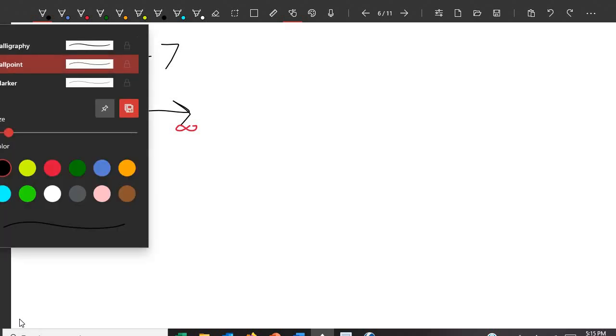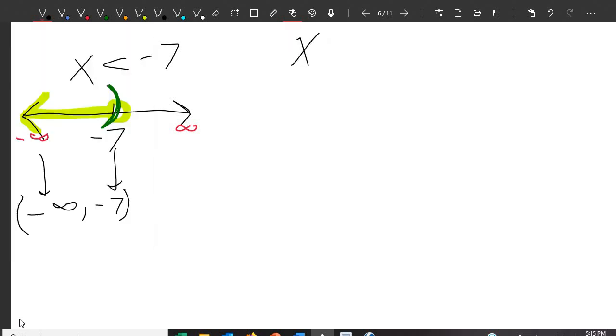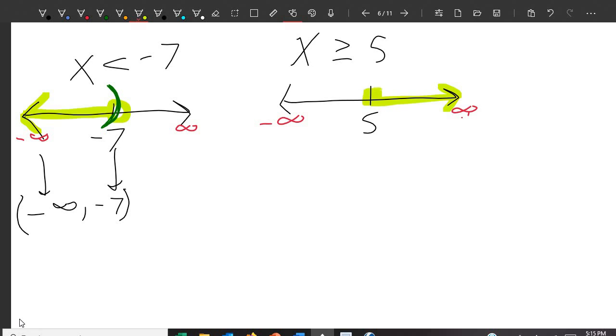Let's say I have x is greater than or equal to 5. Draw my number line, put my 5. I'm going to put my infinity symbols, and we're going to shade. So we're greater than, which means we shade to the right. Now this time, we would put a closed circle because it's got the equal to part. But now, the equal to part in interval notation is represented with a bracket.